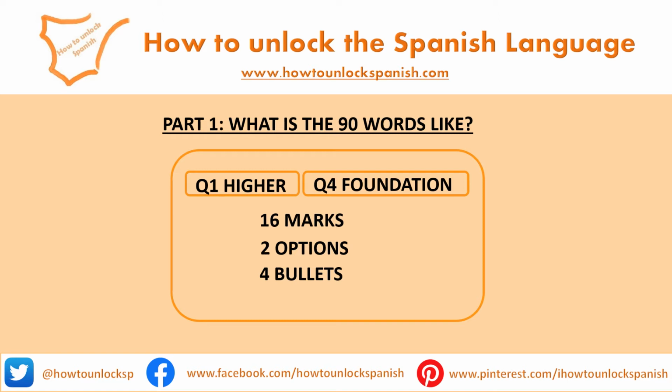Both are worth 16 marks, but remember, the foundation writing paper is worth 50 marks and the higher tier paper is worth 60 marks. You are going to have 2 options to choose from, and every option has 4 bullets. So the 90 words is going to be a task where you have to write a letter, write an email, write a post for a blog, or an article for a magazine.